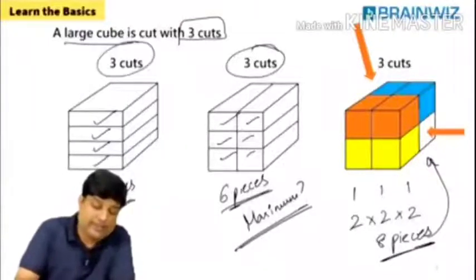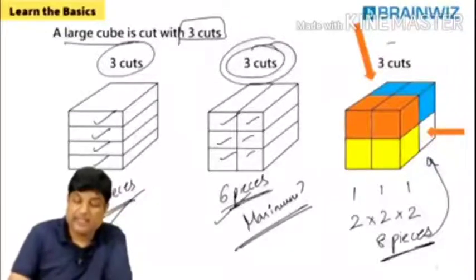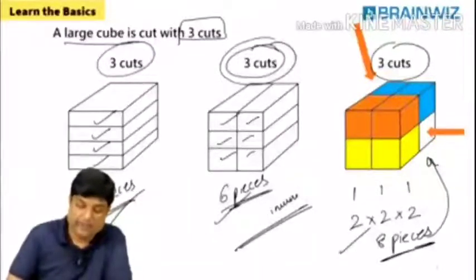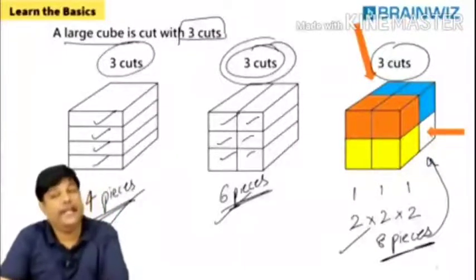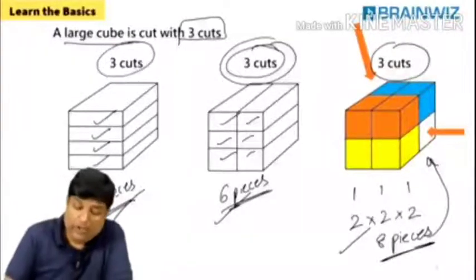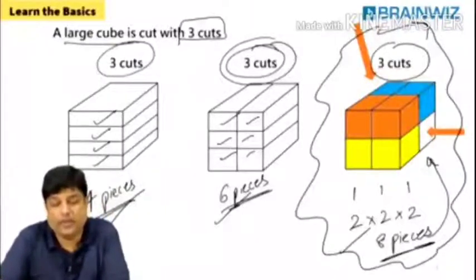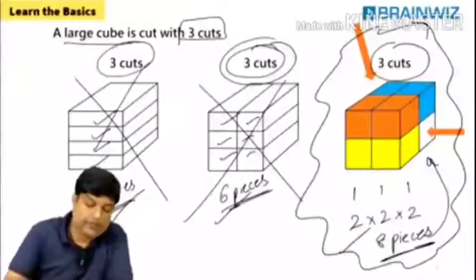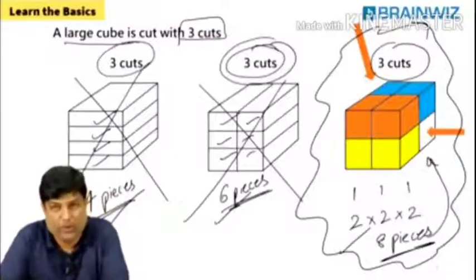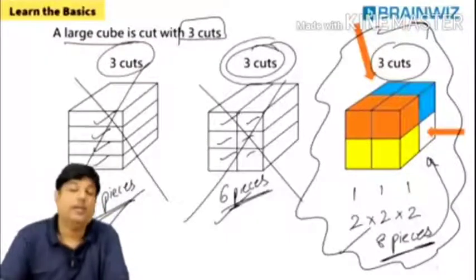Same number of cuts here, 4 pieces. Same number of cuts here, 6 pieces. Same number of cuts here, 8 pieces. Which one is maximum? 8 pieces is maximum. Why have you got maximum here? Why are you not getting maximum in the first 2 cases? Because we are cutting in a different axis.